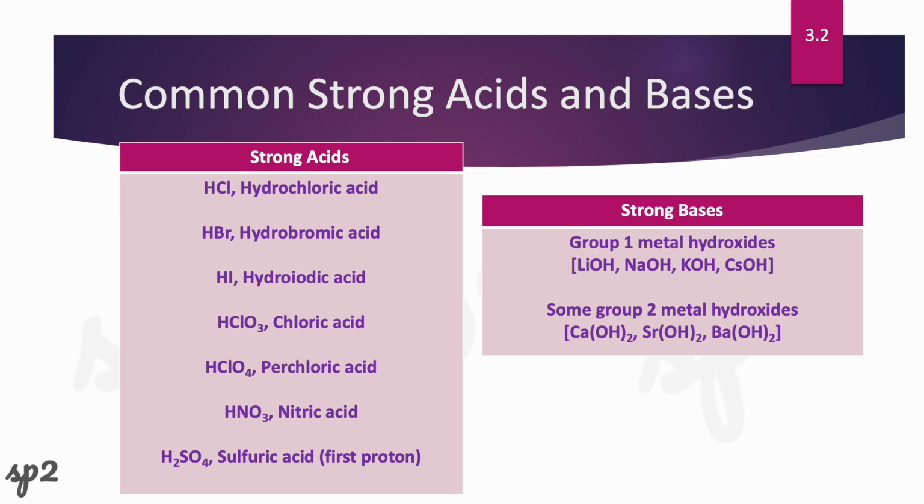For the bases, we have a shorter list, right? So we have all of the group 1 metal hydroxides, such as lithium, sodium, potassium, and cesium. And then we have some of the group 2 metal hydroxides, and those are calcium, strontium, and barium.